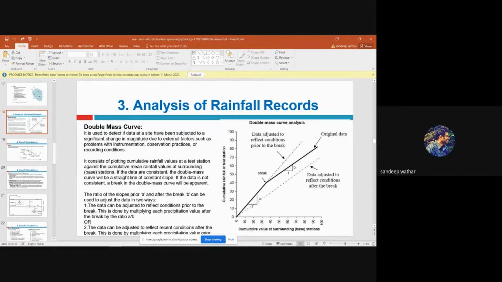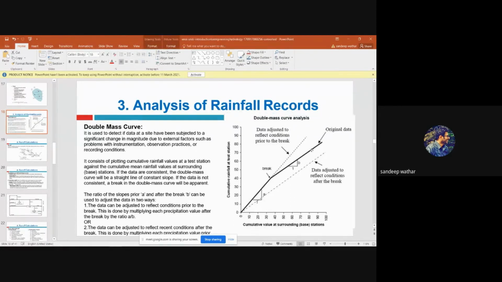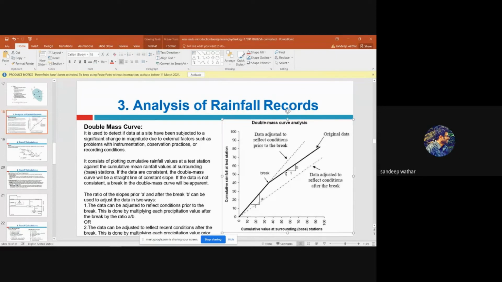Okay. The data can be adjusted to reflect the conditions prior to the break. This is done by multiplying each precipitation value after the break by the ratio a and b. Okay. See here, this is the break point, what we call. Till this point, the cumulative rainfall values of the surrounding basin and test basin were remaining the same. They were consistent, but at this point it breaks, it changes. Okay. So the change is represented over here. Okay. It goes like this.